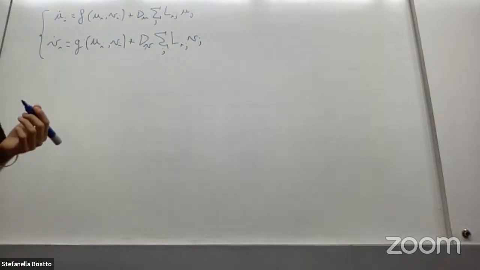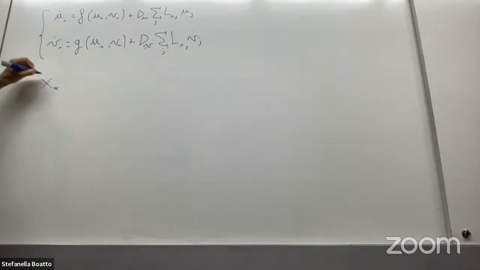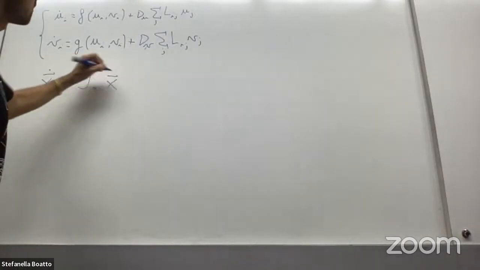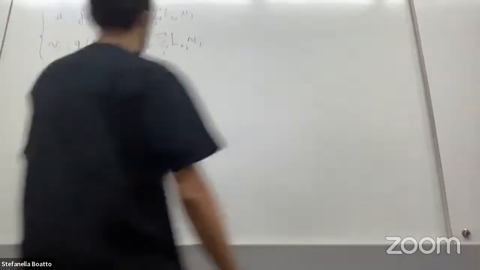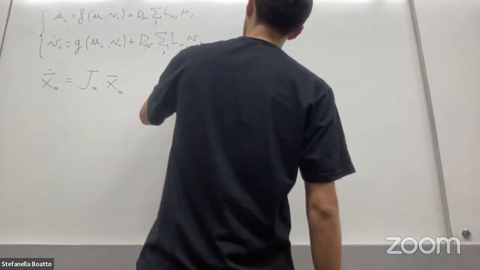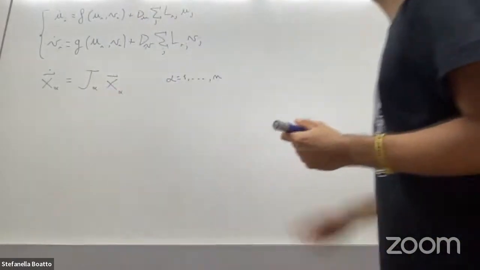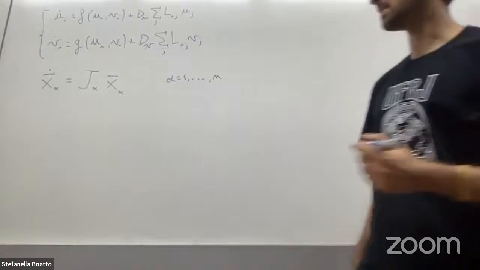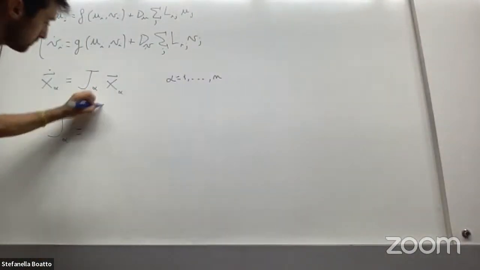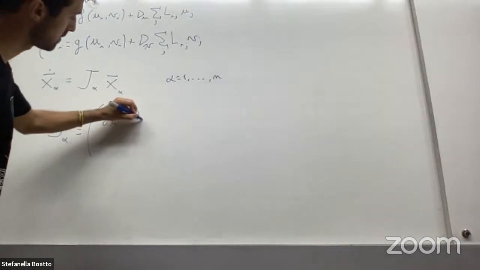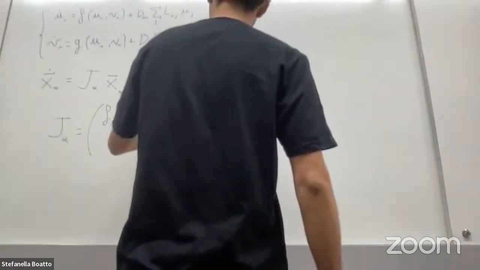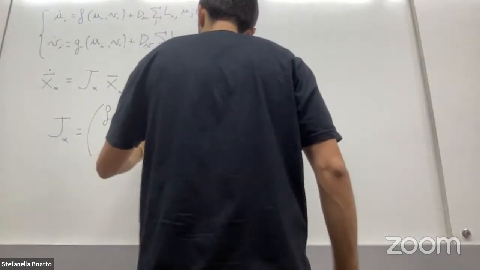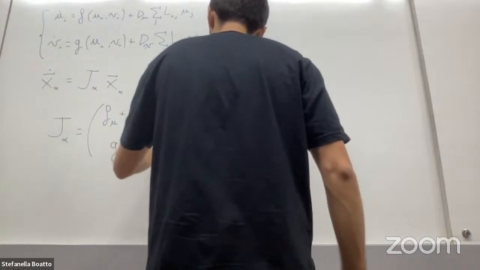And so we could get to the system in the linearized form and in the new basis, of this form, where we have alpha from 1 to n. So we have one 2 times 2 system for each eigenvalue of the Laplacian, and J alpha is a matrix of this form: F_u, F_v, G_u, and G_v plus D_v lambda alpha.